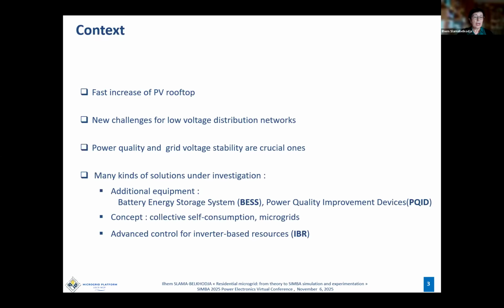The first includes additional equipment, such as battery energy storage system, or BESS, or such power quality improvement devices, PQID. The second category is about concept: collective self-consumption concept, and microgrid concept. The last is advanced control for inverter-based resources, IBR.